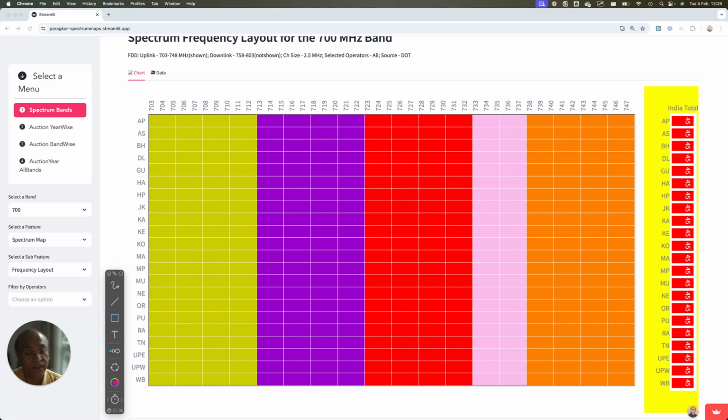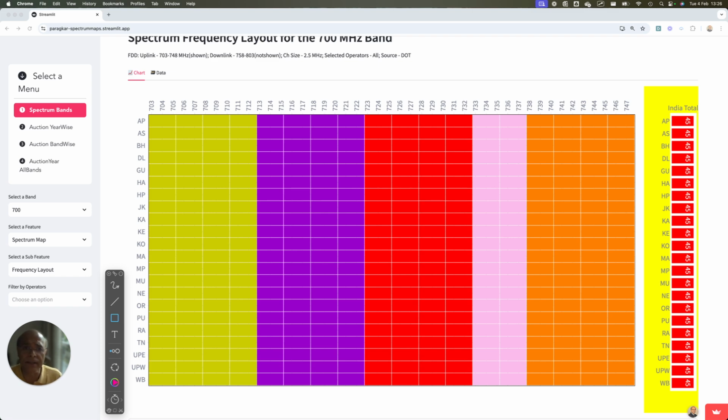You will be surprised to see this data, how much quantum of spectrum is in each and every band of importance, especially the low frequency bands, which are of extreme importance because those frequency bands carry airwaves further compared to higher frequency bands, where a lot of capex is required in order to provide carpet to carpet coverage.